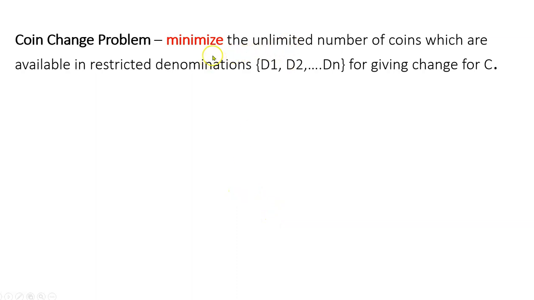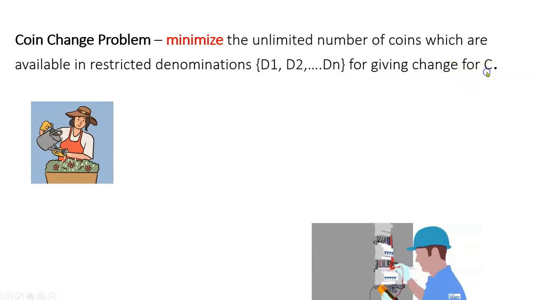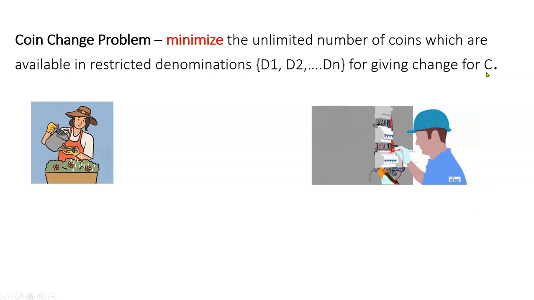We want to minimize the number of coins, which we have available in unlimited, unrestricted quantities, but in restricted denominations of D1, D2, and Dn. And we want to make change for a given amount, say C. So let's just change this problem around to a more practical kind of problem.